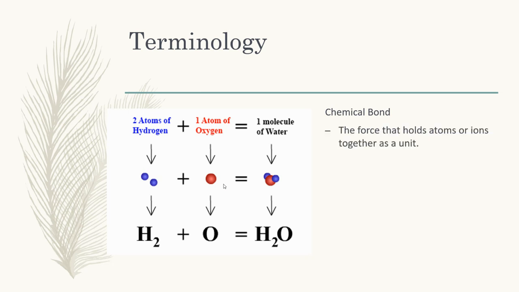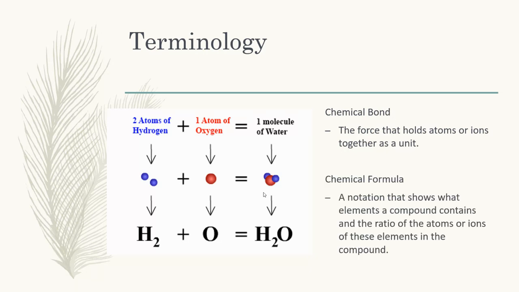Next, chemical bond. It's the force that holds atoms or ions together as a unit. So here we have 2 hydrogen atoms and an oxygen atom being held together by a chemical bond, forming a water molecule. And then the chemical formula is a notation that shows what elements a compound contains and the ratio of the atoms or ions of these elements in the compound. So this is our chemical formula here. H2O says 2 hydrogen, and then there's not a number after oxygen, but it's understood to be 1, so it's 1 oxygen.